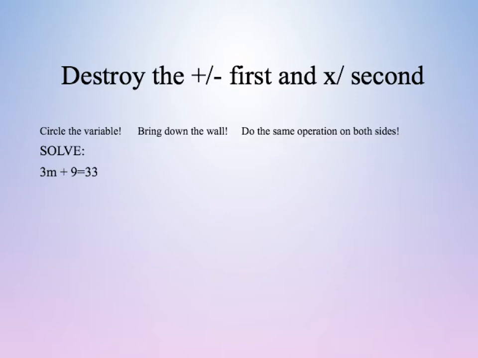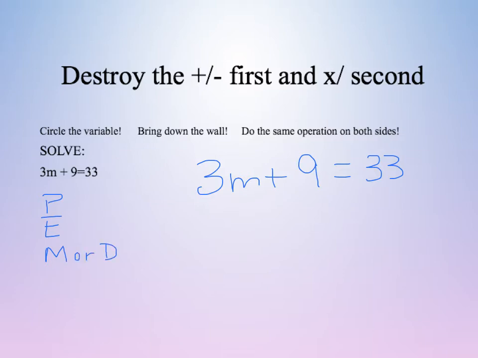So the very first thing that we are going to do is rewrite it. So I'm going to write 3m plus 9 equals 33. And if you recall back to when you did order of operations, you did parentheses, exponents, multiplication or division, and then you did adding or subtracting. We're used to doing it in the correct order of PEMDAS, but this time we're going to do it in the opposite. We're going to start at the bottom and go up.